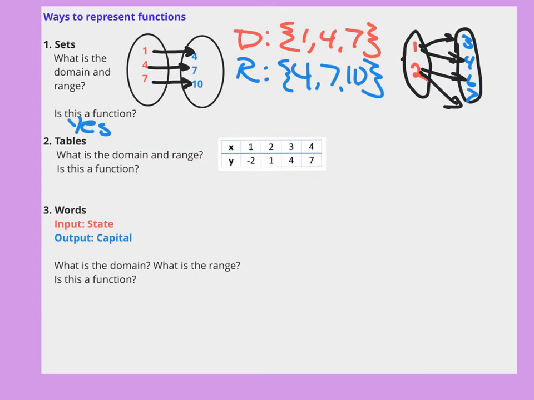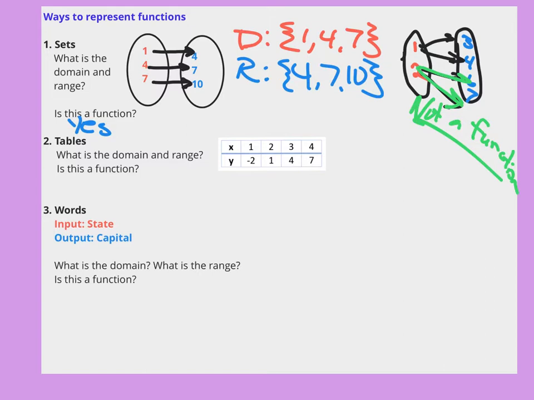So we'll write over here, not a function. And the reason again is because from this one element we have it going to 2 different outputs.